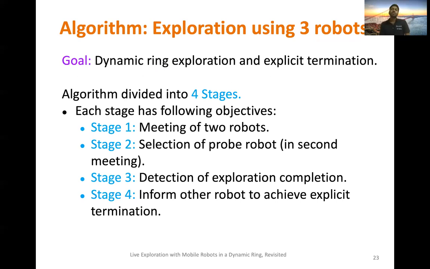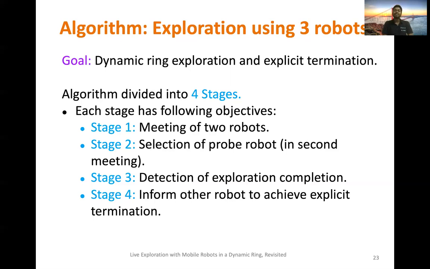Our algorithm is divided into 4 stages. In the first stage, we want any 2 robots to meet. If the initial configuration has robots in the same node, that's fine, and we can skip stage 1. But in the worst case, assume that the 3 robots are in distinct nodes, and we want the first meeting in stage 1. Then in stage 2, we want a second meeting. From the second meeting, we select one probe robot, and that robot will probe. I will tell you in detail in a few seconds.